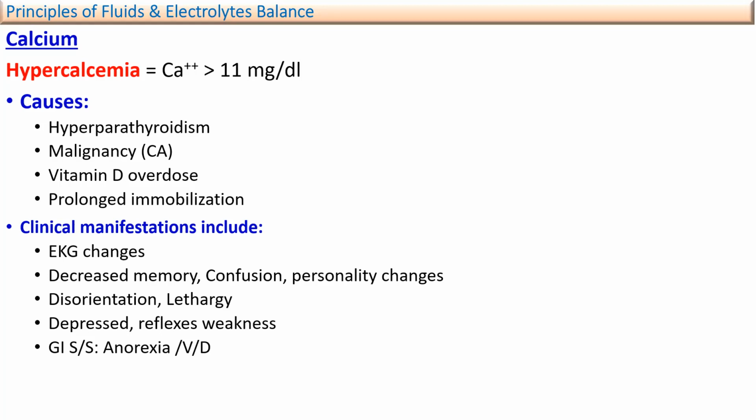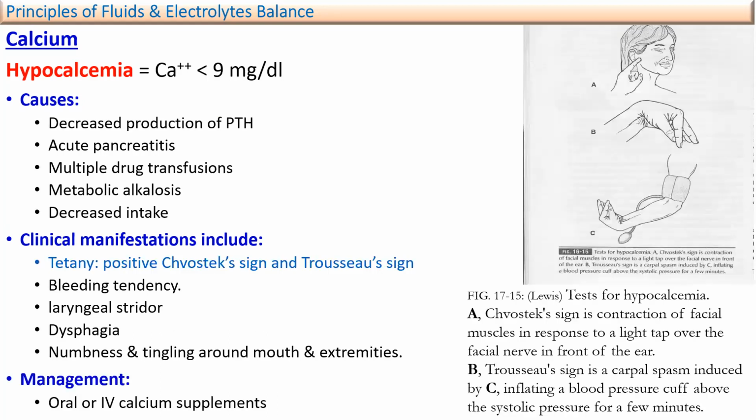So that's the mechanism of how the activity and mobilization and ambulation and the exercise are going to push that calcium back into the bones from the blood vessels as a management for hypercalcemia. Now, the hypocalcemia, in which the calcium level will drop less than 9 milligrams per dL.